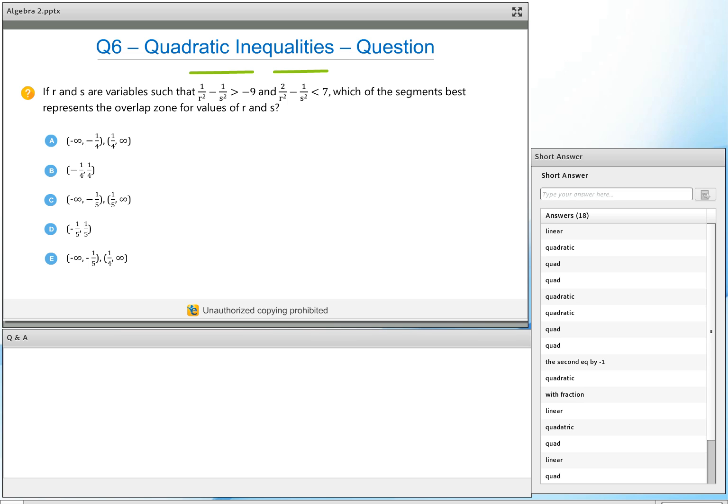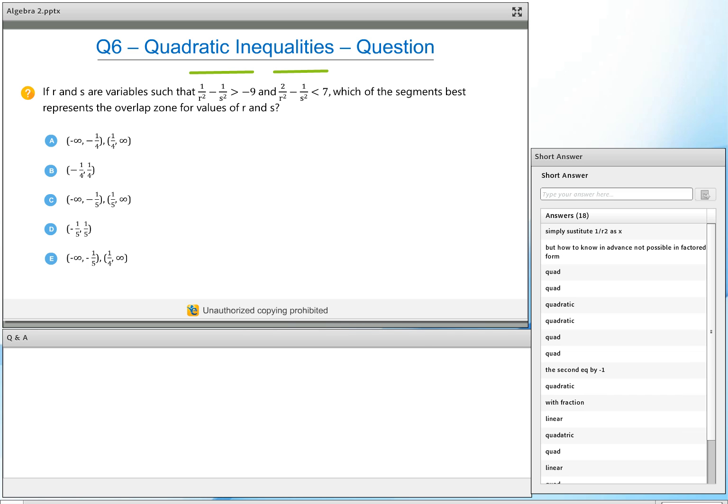Okay. Now, if you think about it, here is the approach that I'm telling you. Obviously you need to be able to come up with this approach on your own, and I see one answer here: simply substitute 1 by r square as x. Absolutely right.